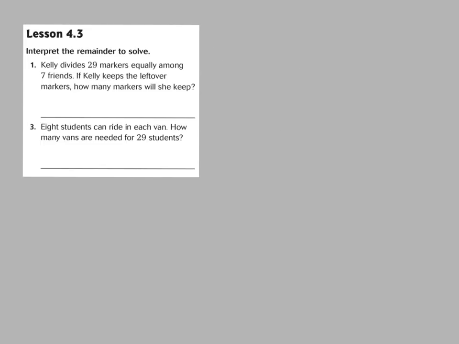Okay, boys and girls, let's look at number 1. Kelly divides 29 markers equally among 7 friends. If Kelly keeps the leftover markers, how many markers will she keep? All right, our key word is divides. She divides 29 markers equally among 7 friends. Equally is also a key word.